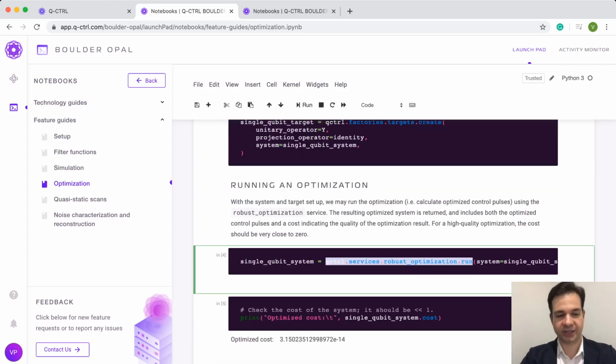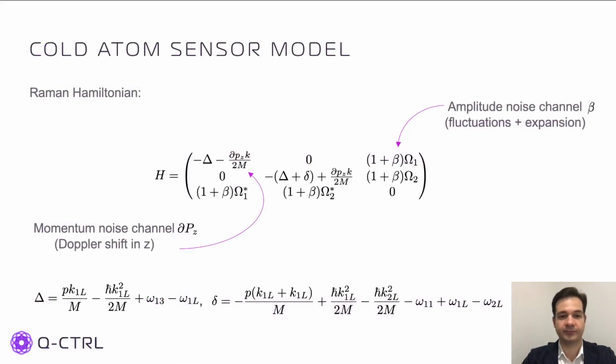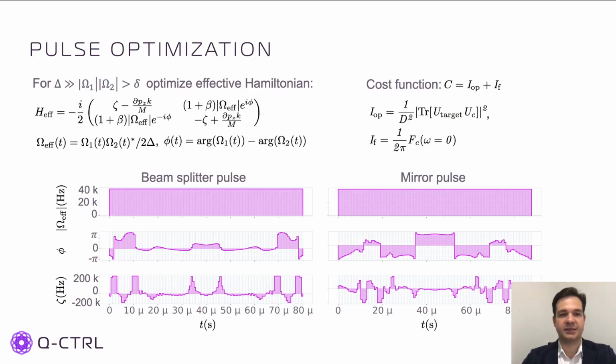So let's actually have a look at how this works. We'll go back to the talk, and we'll try to generate a pulse that suppresses these two, so amplitude and Doppler shift channels. In this particular case, we can even make a simplification just to keep things clear, and reduce the system to a two-level Hamiltonian. Why? Well, because the highly detuned lambda transition enables us to focus on the two ground states.